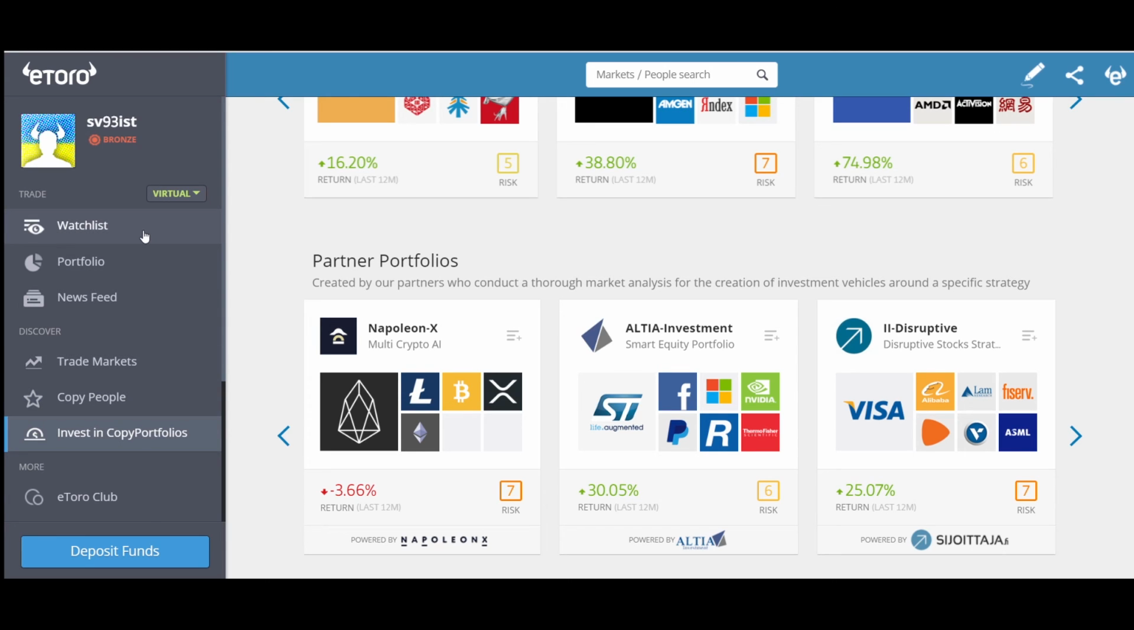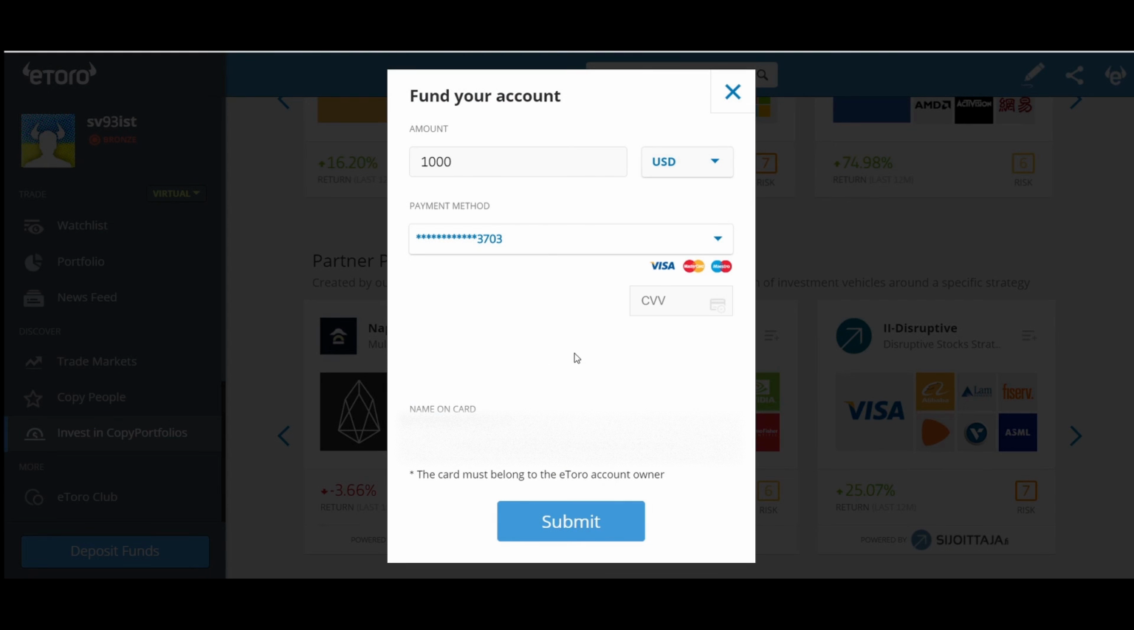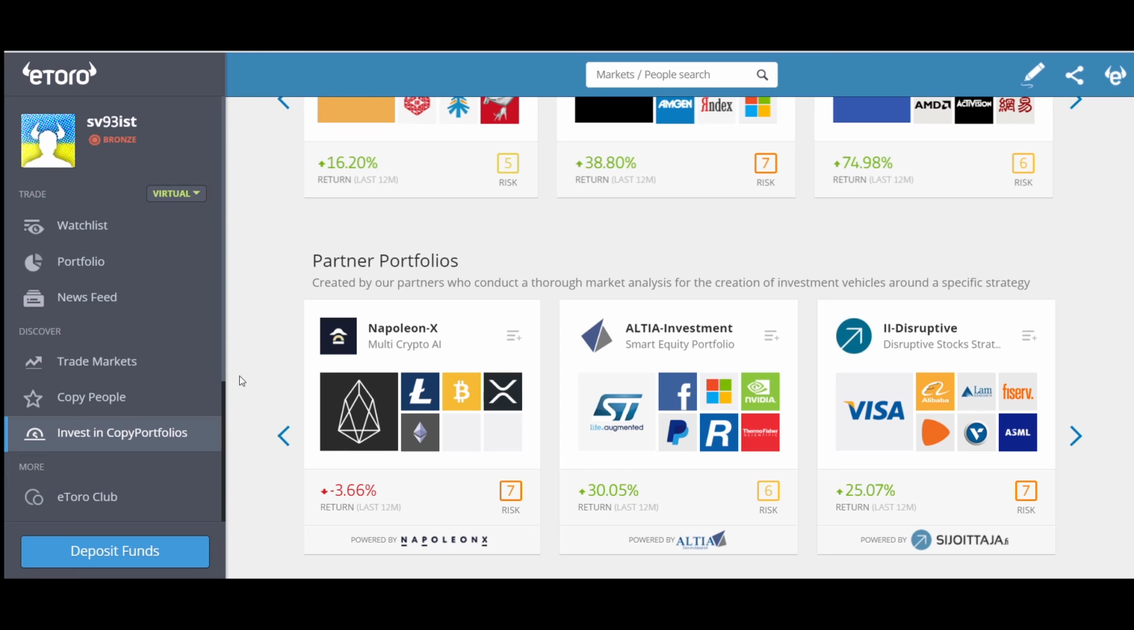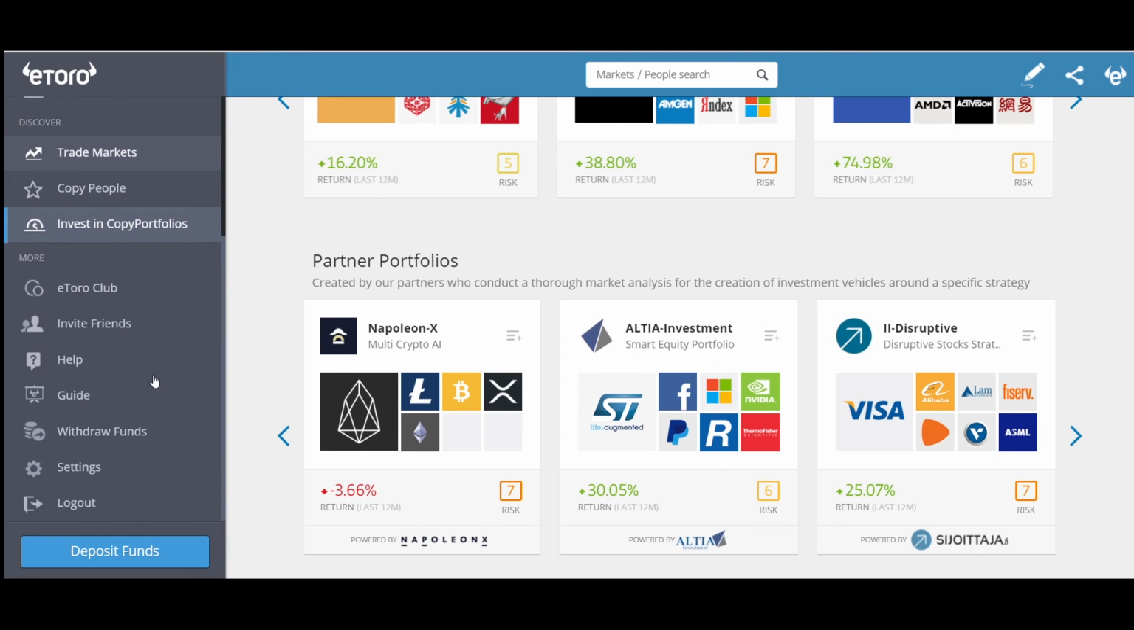These are most of the things needed to trade. It's not that hard. You just copy them or you just buy and sell stocks when you want. So this is not very hard. The next very important thing is depositing funds. You just click here, deposit funds, and you can deposit funds to your account via Visa, MasterCard, or PayPal, and it will fund your account, which you can invest in stocks or ETFs and so on.